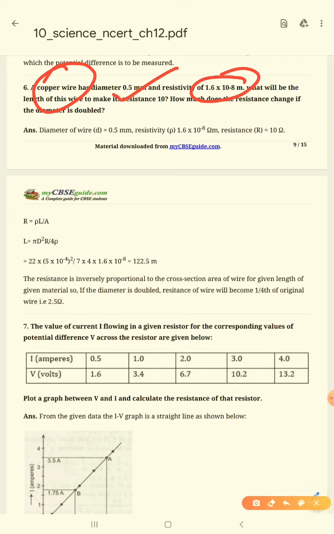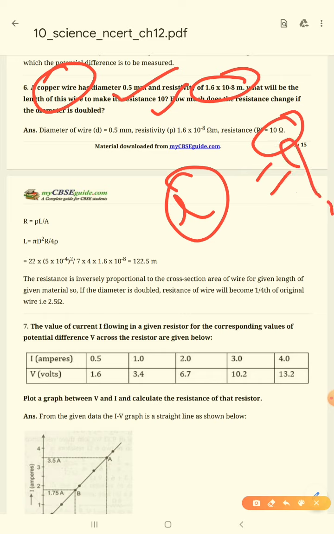Okay, what will be the length of this wire to make its resistance 10 ohm? How much does the resistance change if the diameter is doubled? In this question it is asking two things. First, we have to find the length of that copper wire, and second, we have to find the resistance when the diameter is doubled.